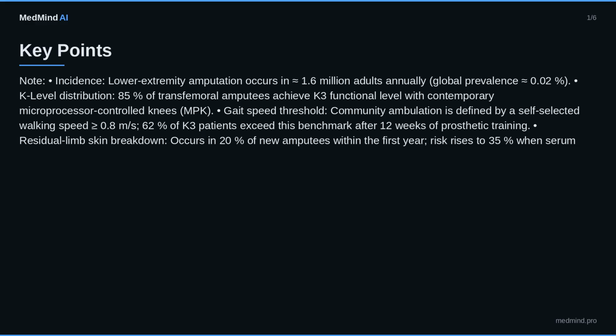Prosthetic failure rate, 10% per prosthetic year for socket-type devices. Osseointegration reduces mechanical failure to 3% per year, NCT 045678890. Analgesic regimen, acetaminophen 1 g PO Q6H, max 4 g/day.